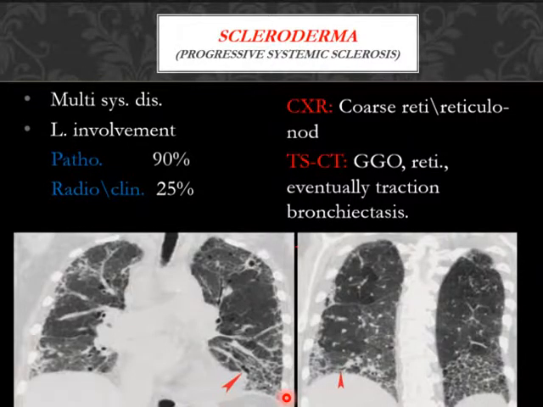Another connective tissue disease is scleroderma. Progressive systemic sclerosis is a multisystemic disease. The lung is involved pathologically in 90% and radiologically in 25% of cases. In the chest X-ray we see reticulonodular opacification, and in CT we see ground glass opacification, which eventually causes fibrosis and bronchiectasis. As in these cases, we see some reticulation, ground glass opacification, areas of increased density, and some areas of traction bronchiectasis.